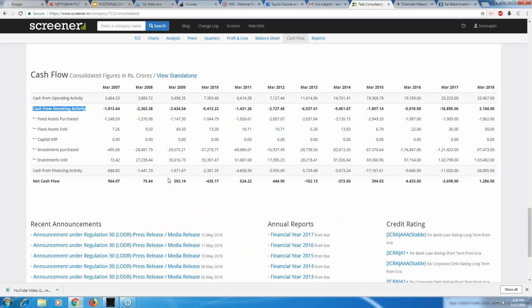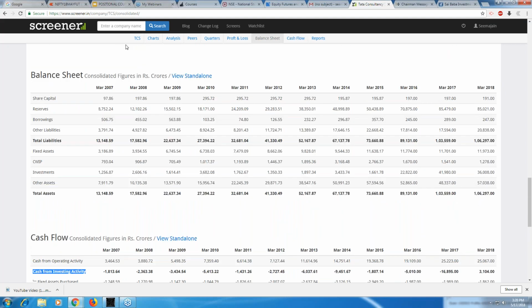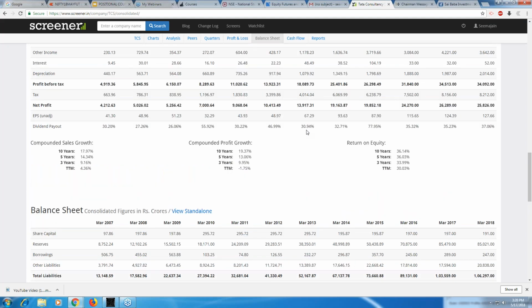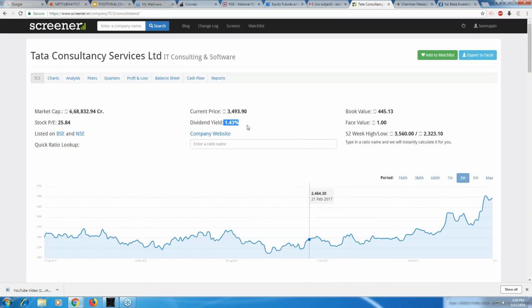Okay, and this money that they have as surplus in reserves, they have to give to their shareholders in the form of dividend, right? So the company's sales are growing, the profits are growing, return on equity is very good, 30%, right? And let's look into the dividend yield. It's about 1.43%, not bad, right? So this is a cash rich company.